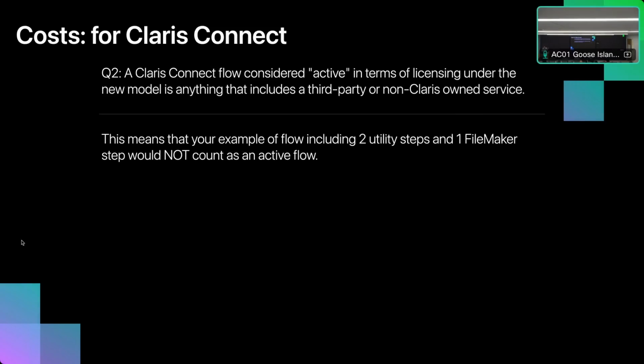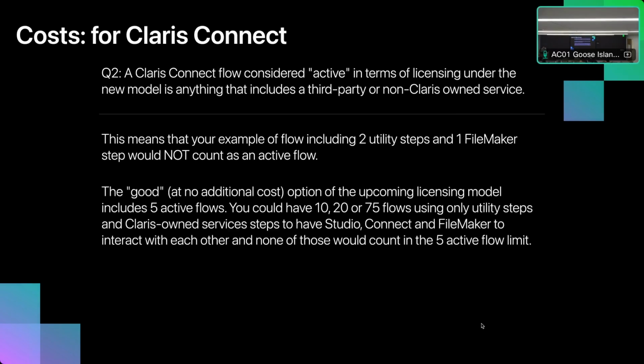Yeah, so the 2 utility steps and the FileMaker steps would not count toward active flows. So you can have as many of these kinds of flows as you want, I believe. I don't know what the limit would be. And then there was another question.